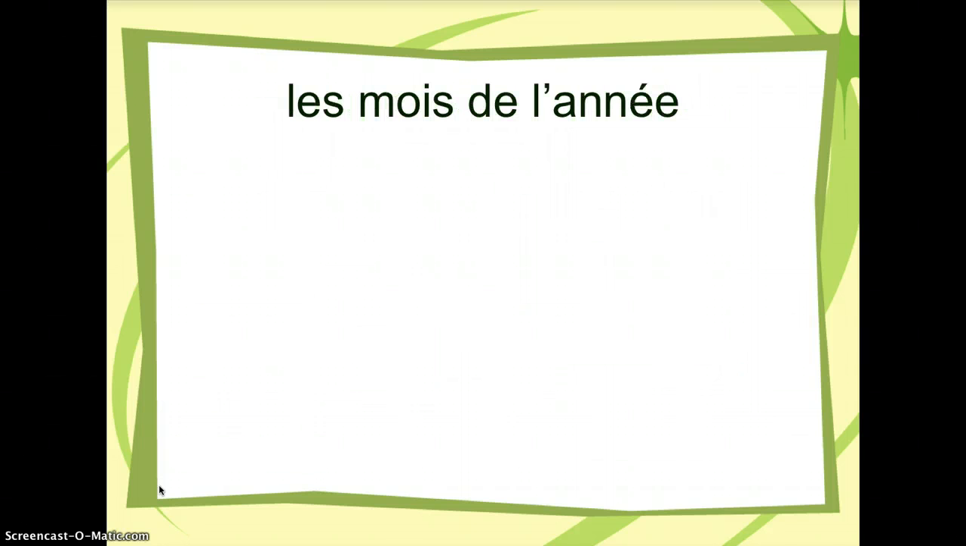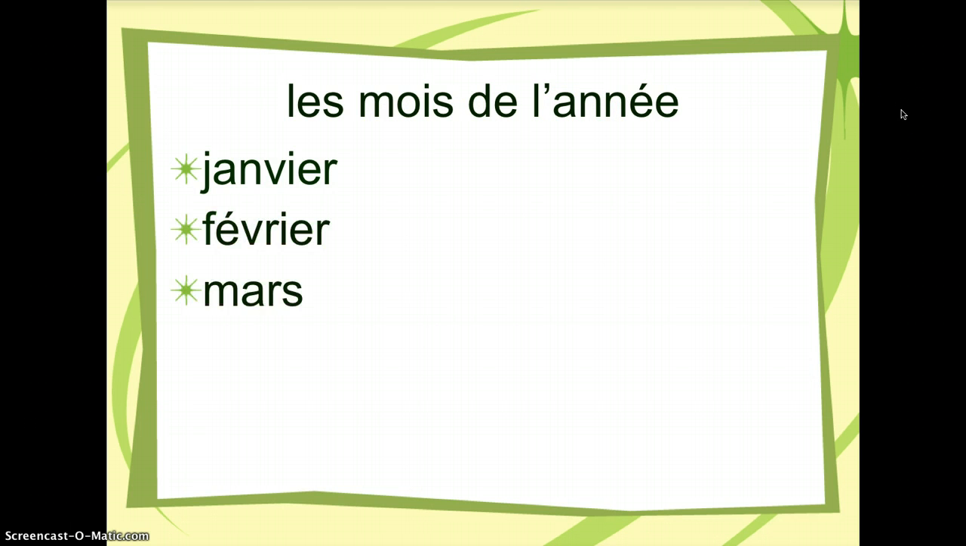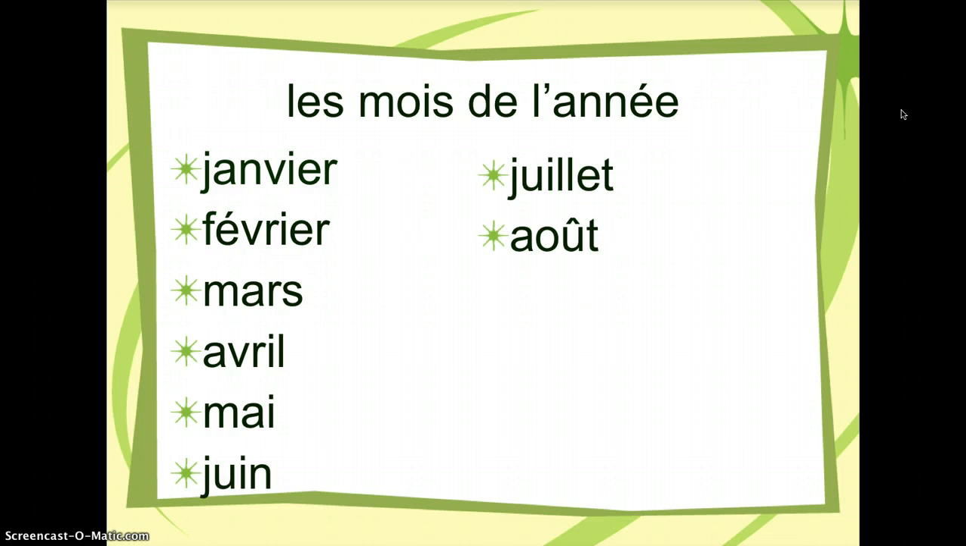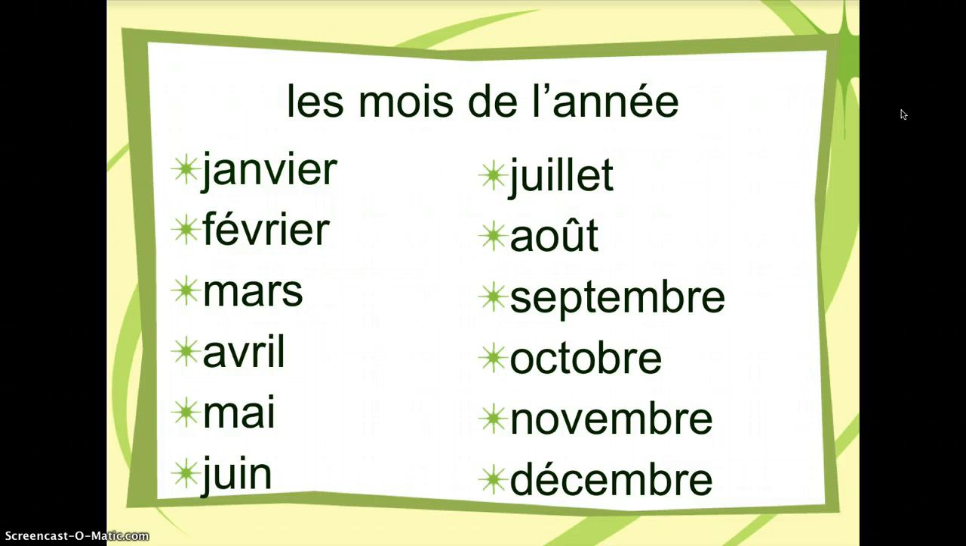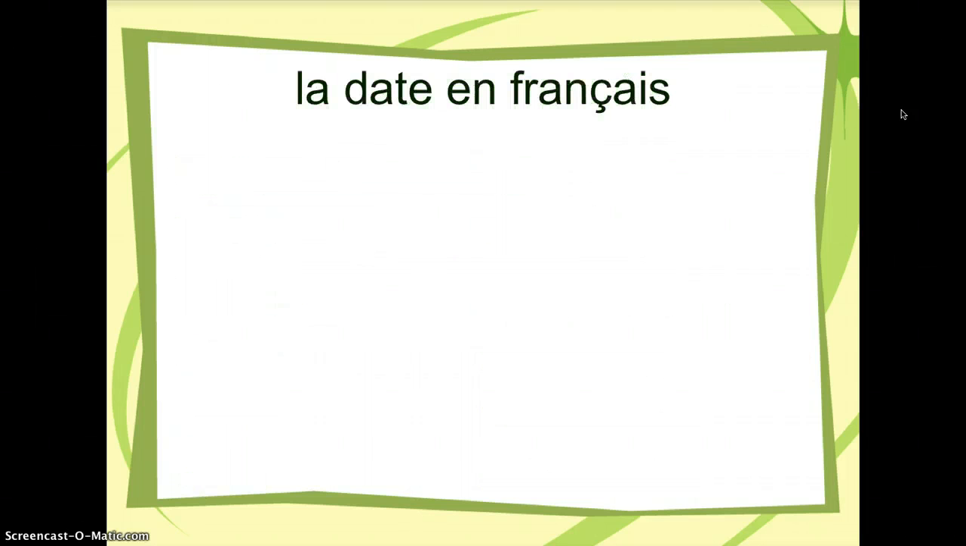All right, les mois, this is the word for months, de l'année, of the year. Here we go. Janvier, février, mars, avril, mai, juin, juillet, août, septembre, octobre, novembre, décembre. They're not crazy different from what we have seen. Remember, they are on your vocabulary list, and there's now a Quizlet up with all this information as well.